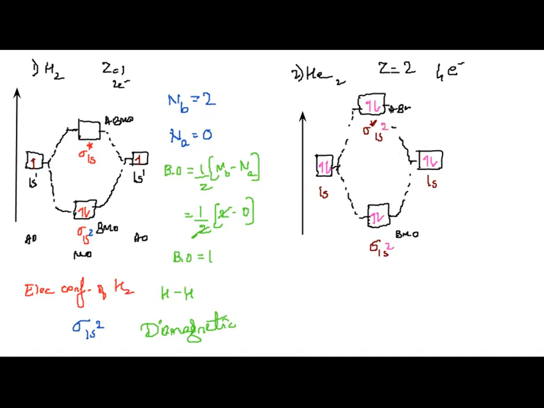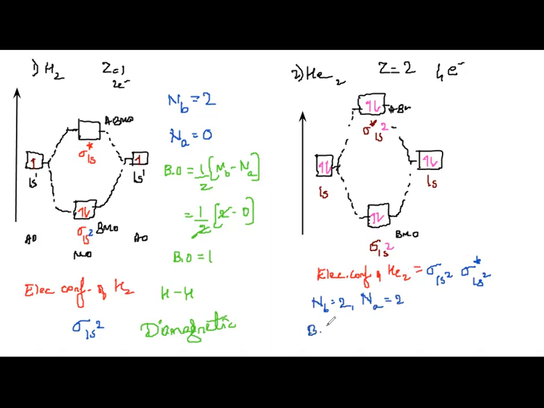So using this, write the electronic configuration. Very simple. What is the electronic configuration of the helium molecule? How do we write it? First, the lower energy orbital, sigma 1s, having 2 electrons, then sigma star 1s also having 2 electrons. So this is the configuration for the helium molecule. Now, how many electrons are there in the bonding molecular orbital? There are 2 electrons. How many electrons in the anti-bonding molecular orbital? There are also 2 electrons.